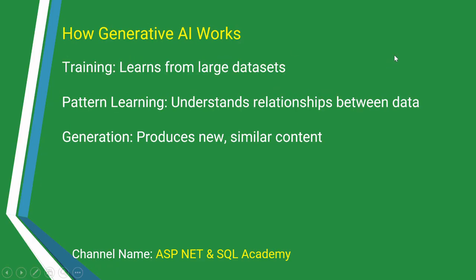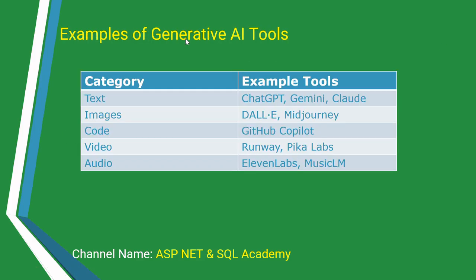The process starts with training, feeding massive datasets into a neural network. The AI identifies patterns, then uses those patterns to create new human-like outputs. Generative AI comes in many forms. ChatGPT for text, DALL-E for images, Copilot for code, all built on the same principle, learning patterns to create.